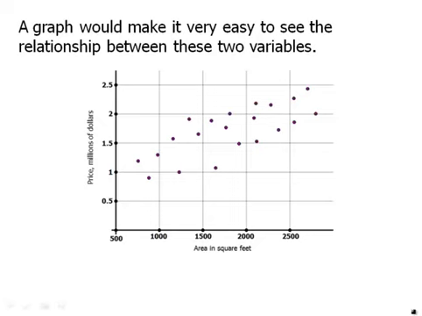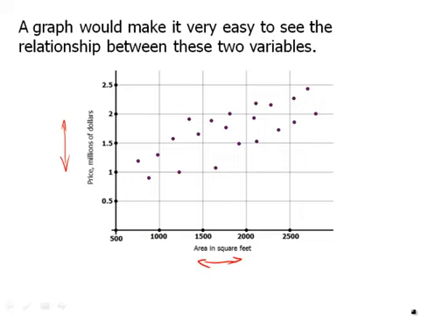Then what we could do, we could make a graph like this, and it'd be very easy to see the relationship. So here, every dot is a particular house. The horizontal position of the dot indicates its area in square feet. The vertical position of the dot indicates its price. And so if we know the price of the house and we know the area in square feet, we can place that house on this graph.